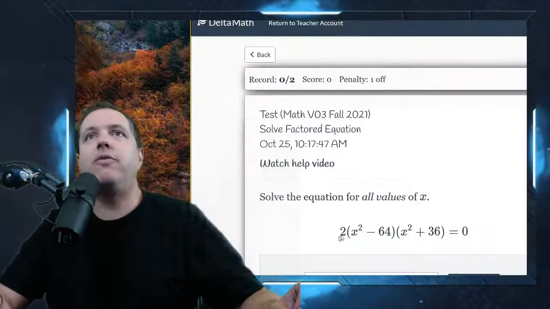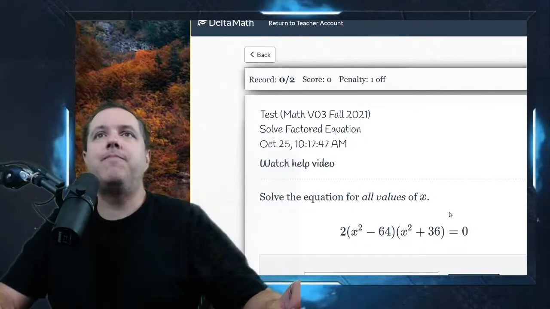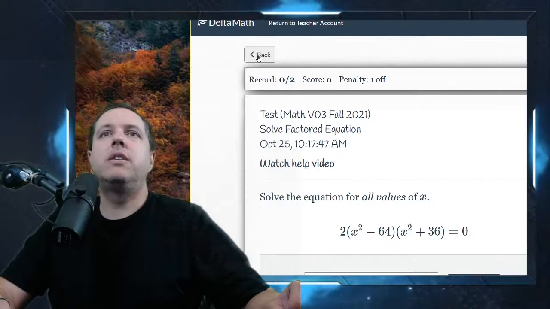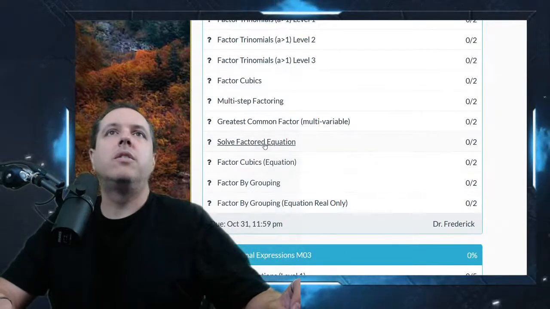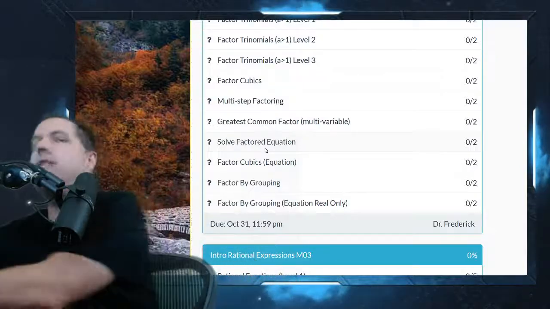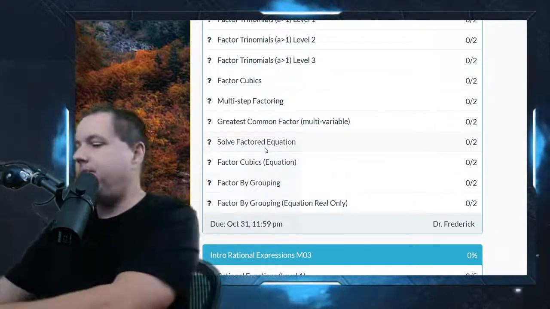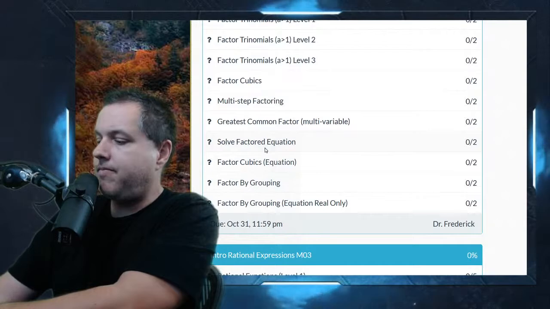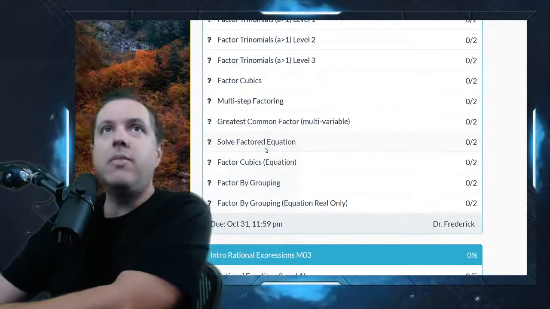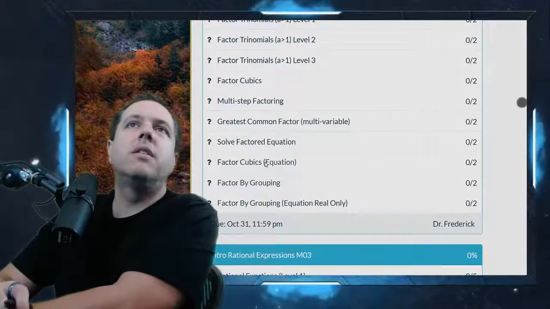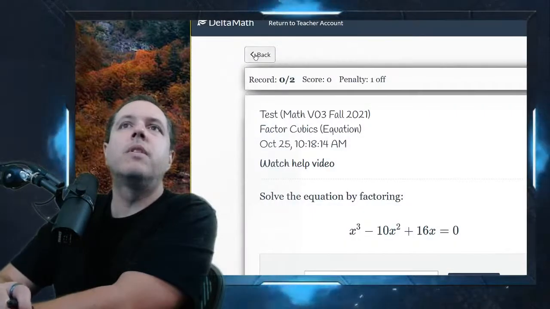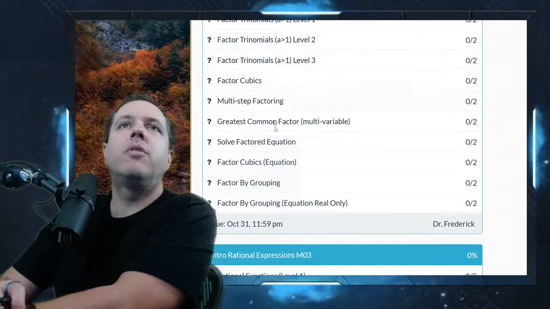So let's do the solve. Let's take a look at this. Oh, actually, that's not quite right. Hold on. I've got a wrong one in here. Let's see. Yeah, that one can be done.